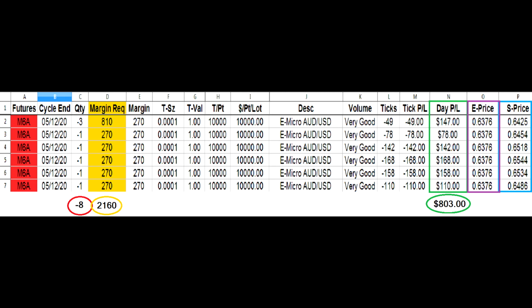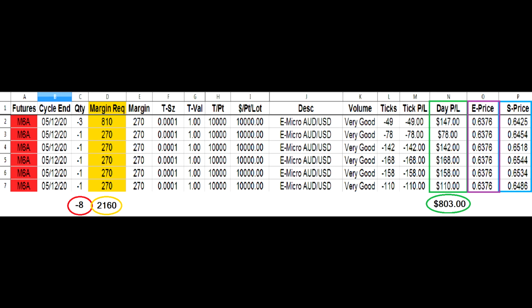Okay. Now remember, I said I added to this position. If you look at the very top left, you'll see a -3 on line 2, column C. The quantity or the number of contracts is -3. So that's what I started out with on Sunday night.